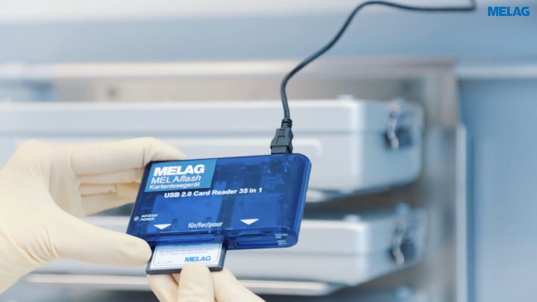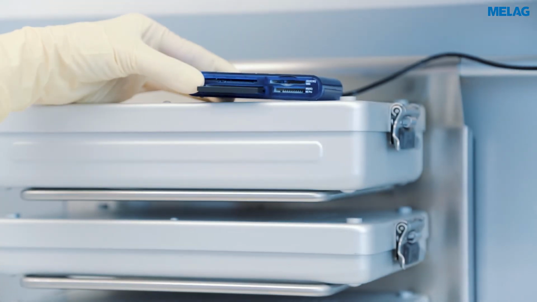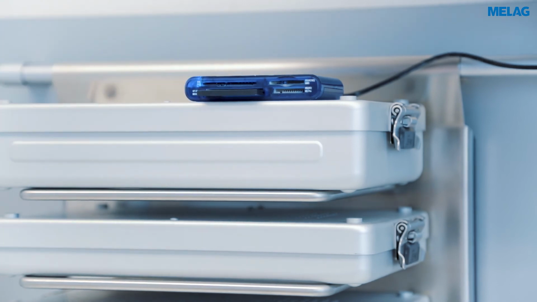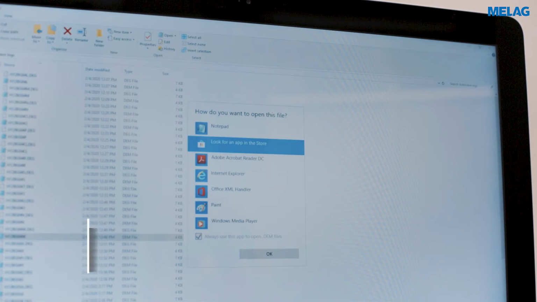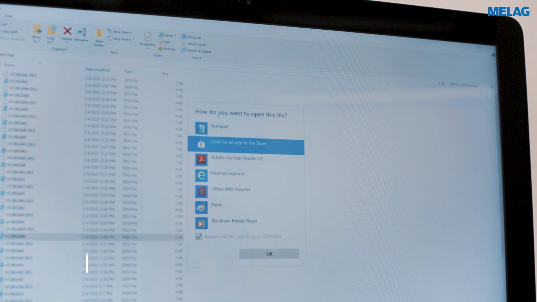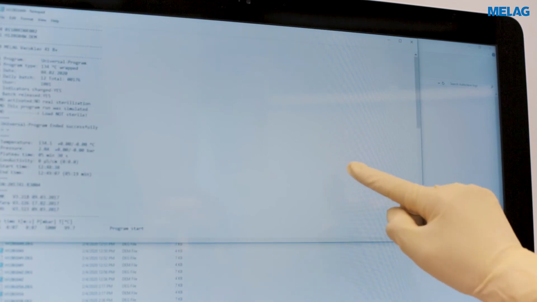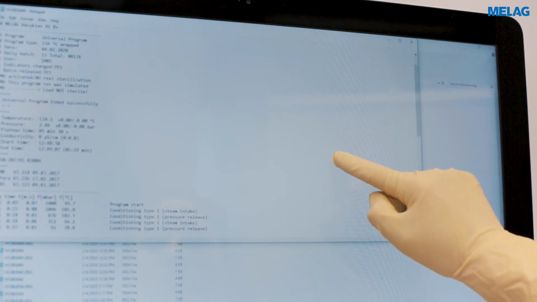You can use a card reader to access the CF card and open the logs via computer. When opening the log files for the first time, you must choose a conventionally available word processing program, such as Microsoft Word or Notepad. The opened logs provide detailed information about the process parameters and the batch approval.